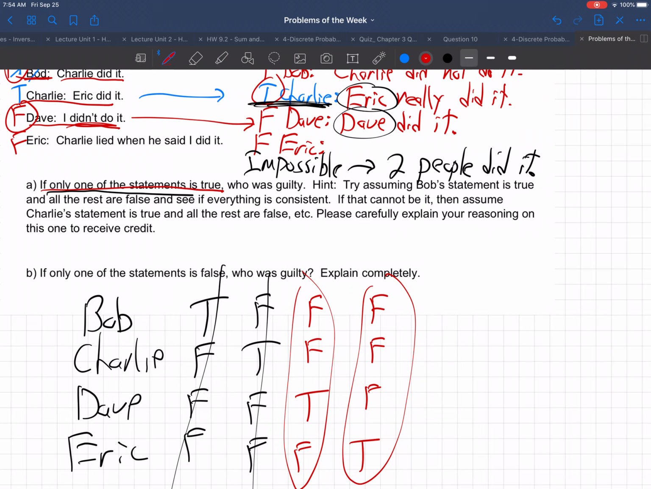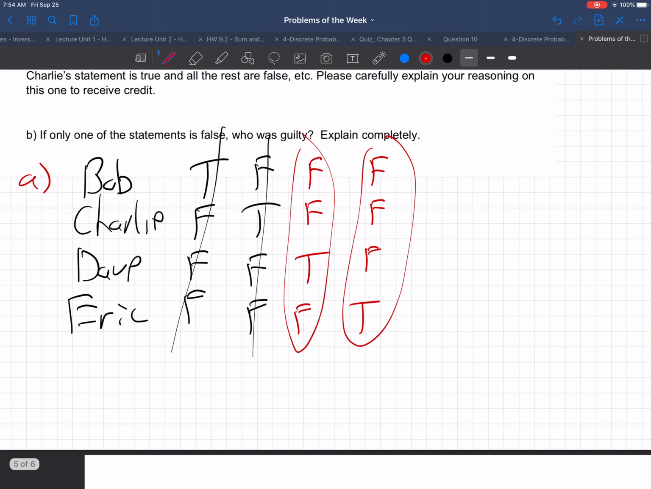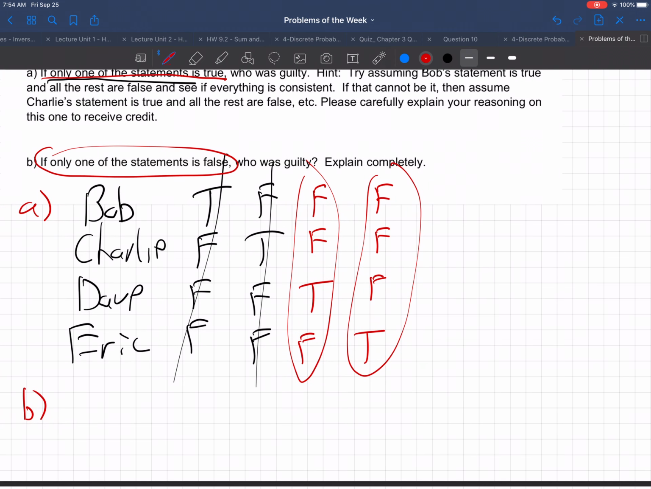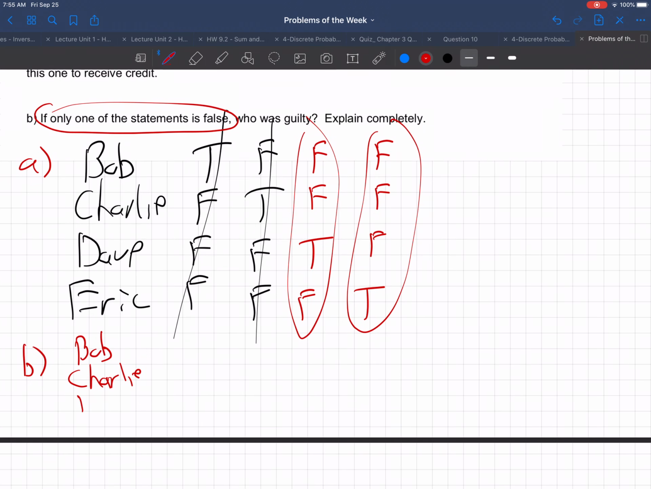So you got to decide which one, then you got to decide who did it. That's all part A. And then for part B here, you got to do the whole thing again, but this time only one of the statements is false. So you've got to go through this whole thing again where you've got Bob, Charlie, let's try to squeeze it in down here, and Dave and Eric, and only one is false. So you got to start to say maybe Bob's the false one, and all the rest are true. And then examine their statements. Find out if that's possible. I think you will find this is impossible. There'll be some kind of like two people did it or something like that.